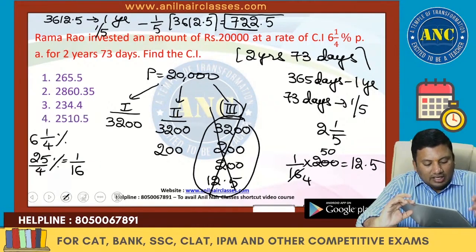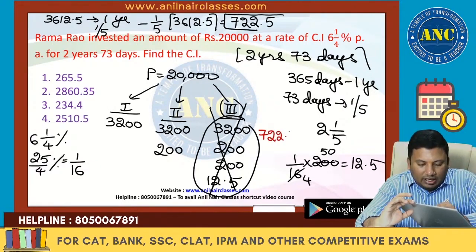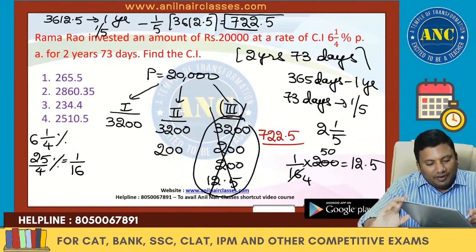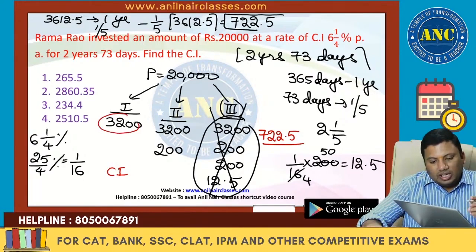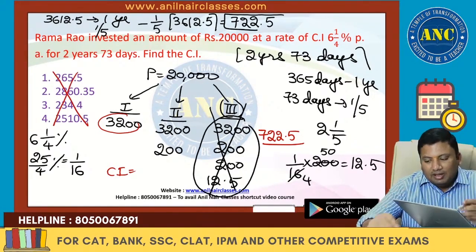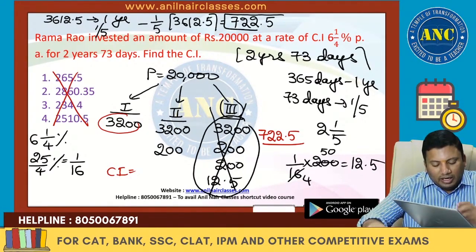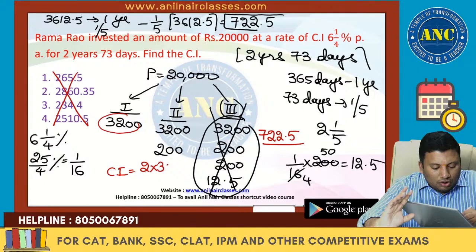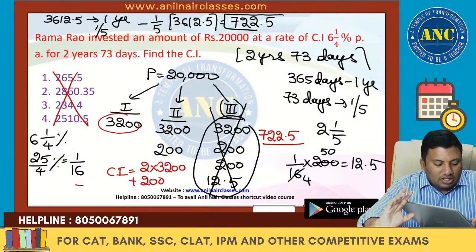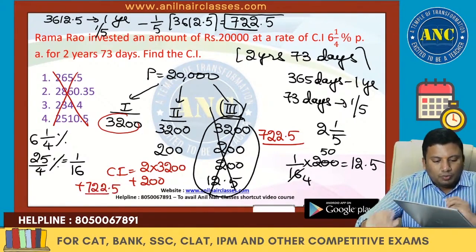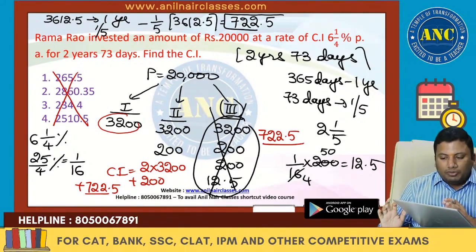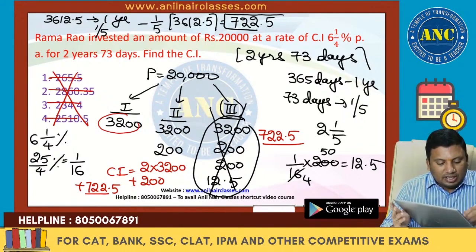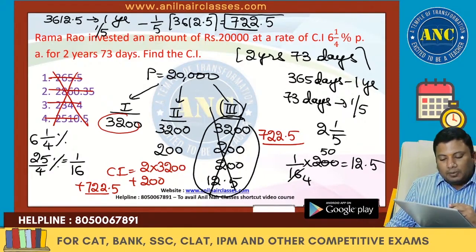So this value became 722.5. Find the compound interest. Rama Rao invested an amount of 20,000 at a rate of 6 1/4 for 2 years 73 days. For 1 year I am getting 3,200. Answer is 2 into 3,200 plus 200 plus 722.5 plus 722.5. I hope the idea is clear. These are all wrong answer options.